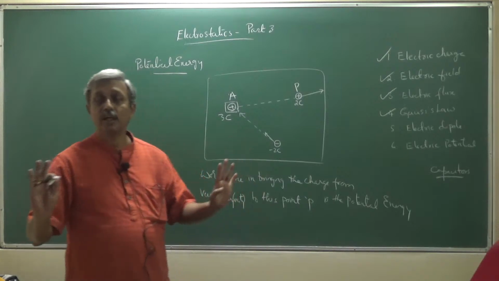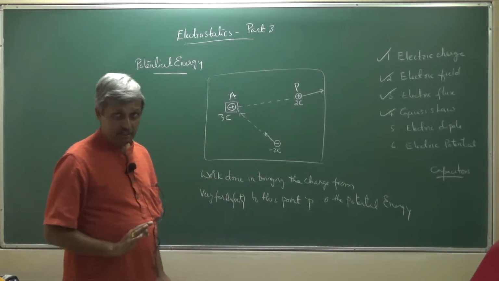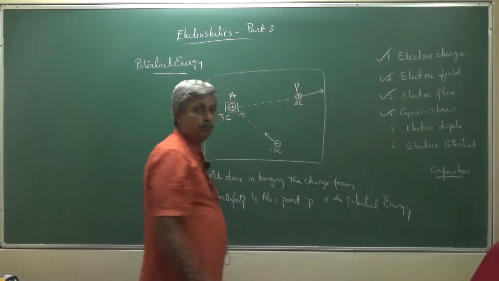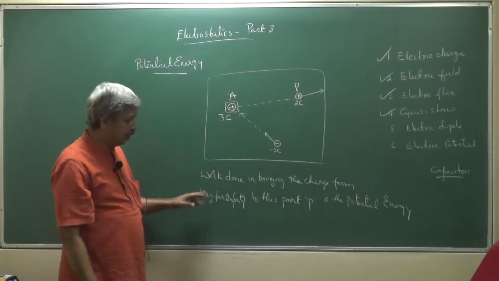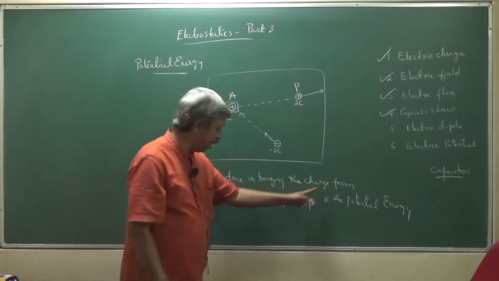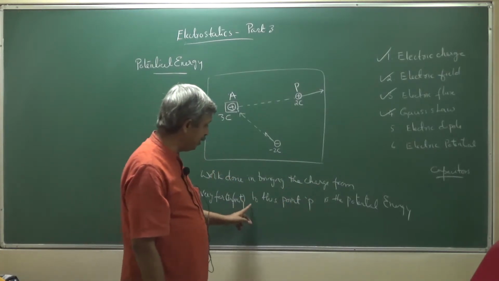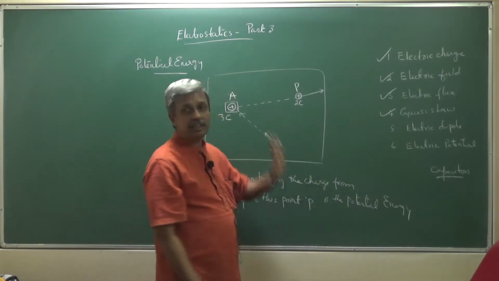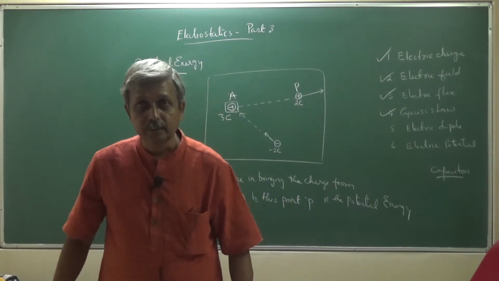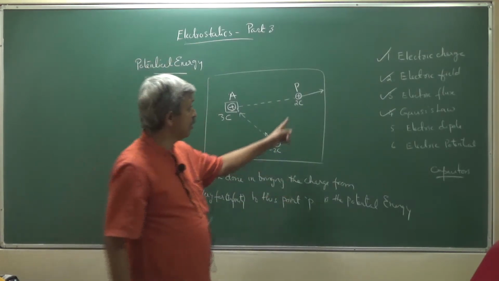That is the definition. How do I calculate that? We will see how to calculate the work done in moving from infinity to that point. But that is the definition: work done in bringing the charge from very far, that is infinity, to this point P is the potential energy. So this is the potential energy at point P.